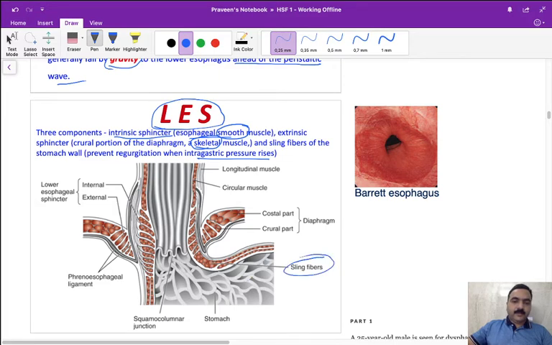When the stomach is contracting, this will move inwards and block the entry of food particles or stomach contents back into the esophagus. That's its role. The diaphragm, which includes the costal part and the crural part, forms the sphincter here. This part is skeletal muscle. Whereas the inner part, the lower esophageal sphincter, which is the internal part, is smooth muscle.